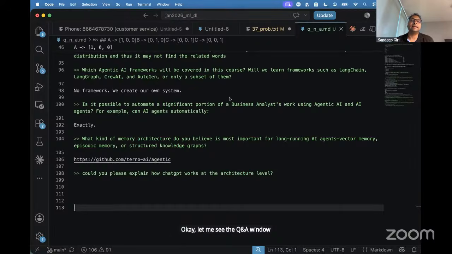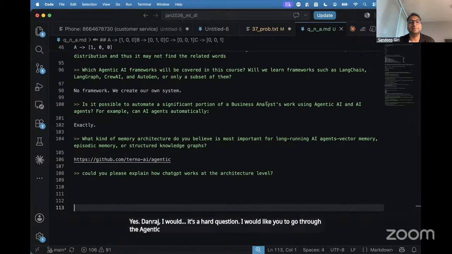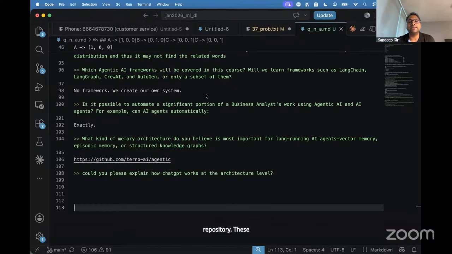Yes, Raz, it's a hard question. I would like you to go through the Agentic repository. These links I've already shared in the chat. All right. This is also answered.